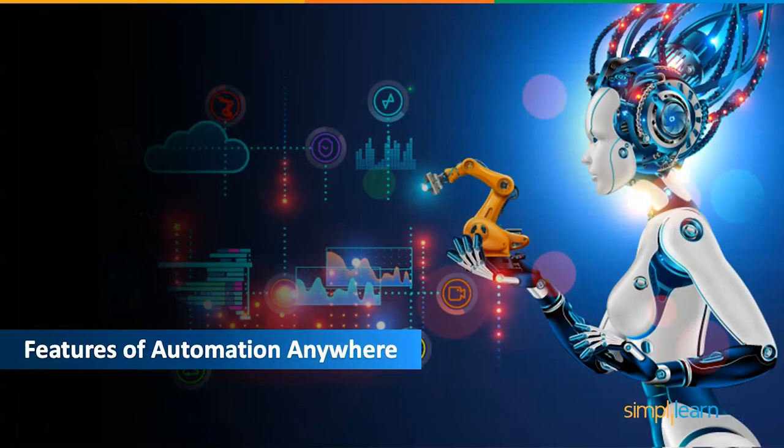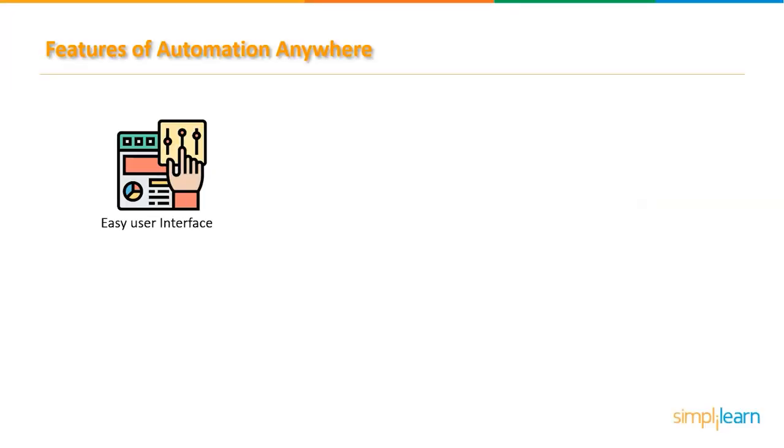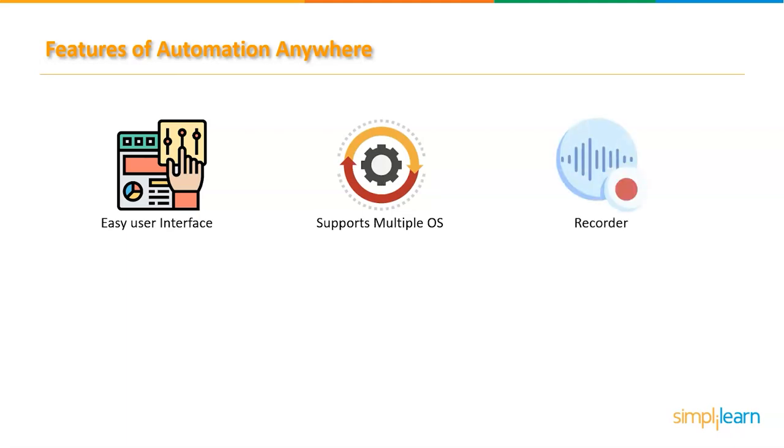Features of Automation Anywhere. Automation Anywhere offers an easy-to-use interface for building bots and designing business process automation workflows. It supports multiple operating systems such as Windows, Linux, and Mac OS. It consists of a recorder that works on a variety of platforms including Microsoft Windows, Citrix, Web, and SAP.